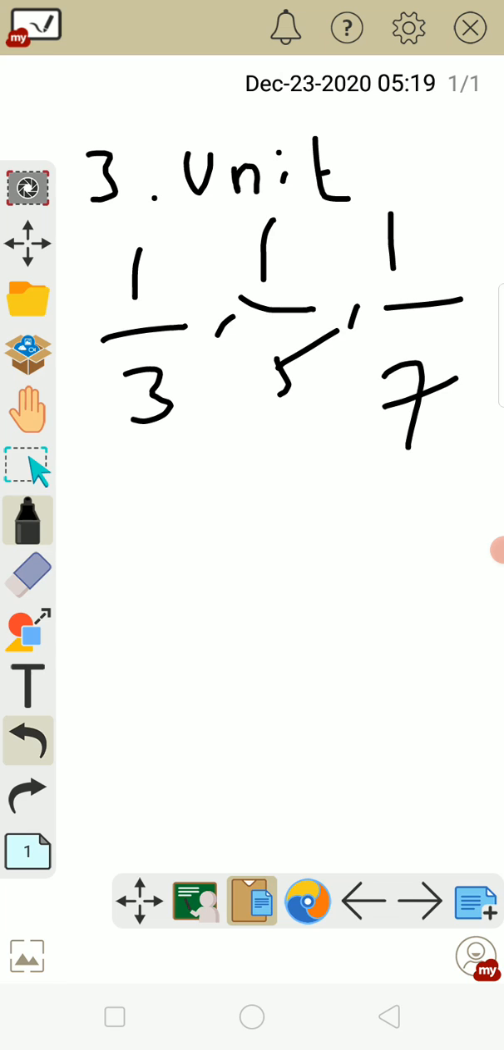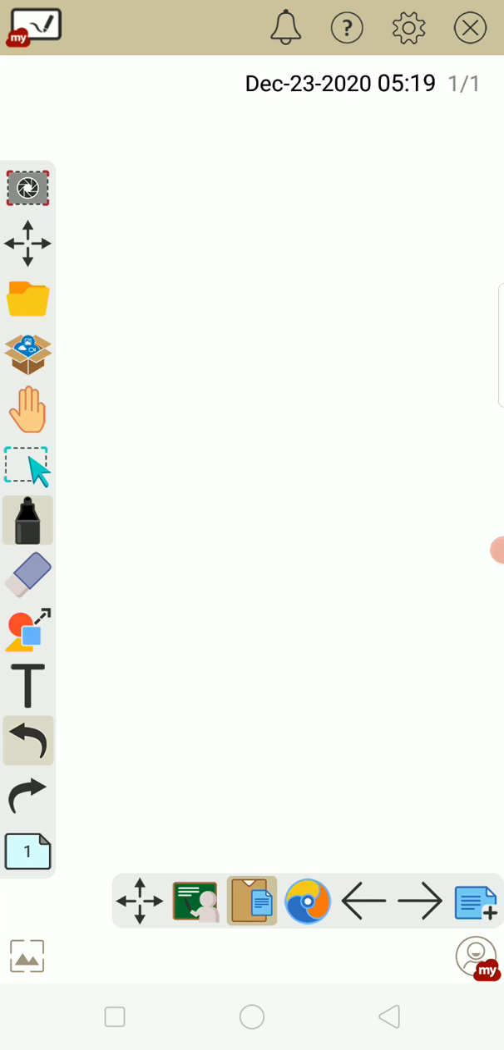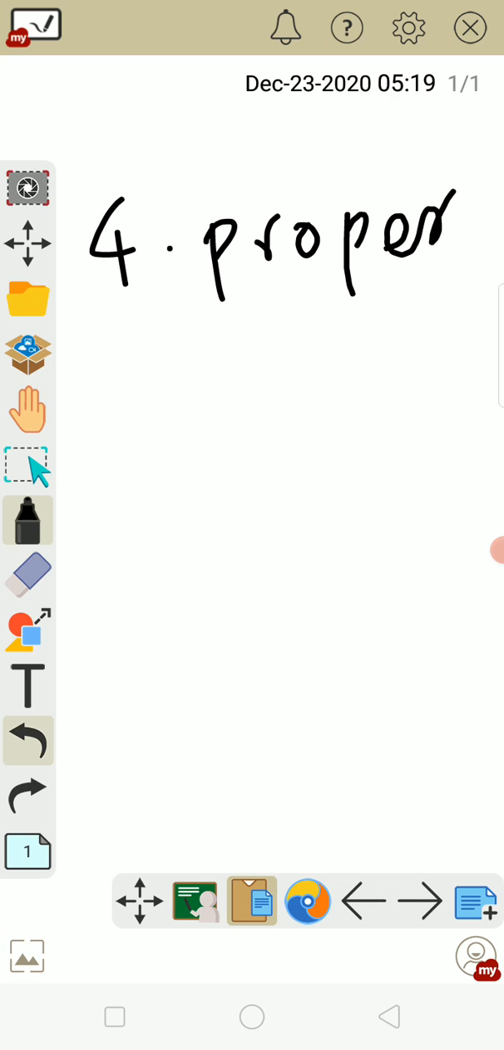So listen carefully. The third fraction type is unit fraction. Which fractions have numerator, not denominator, numerator as 1, those fractions we call unit fractions. So this is the third type. Then the fourth type, proper fraction. P-R-O-P-E-R, proper fraction.